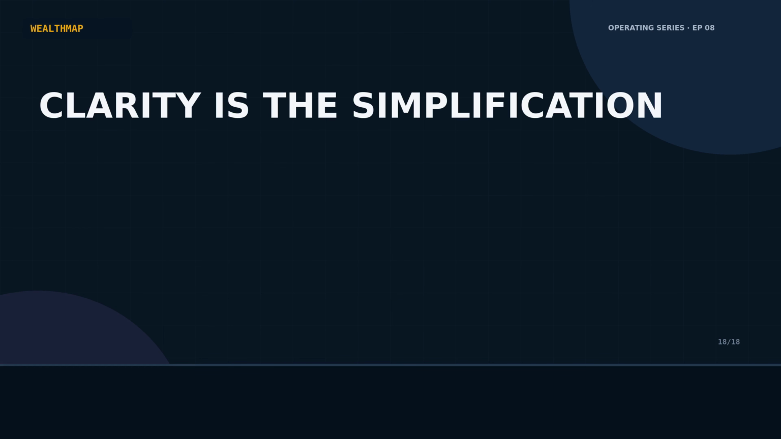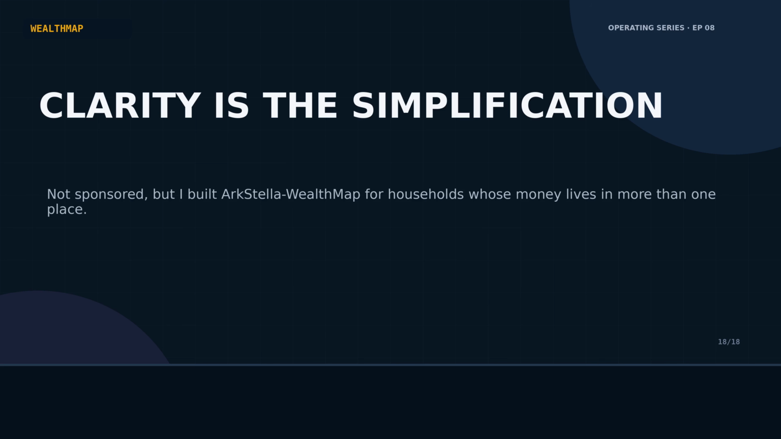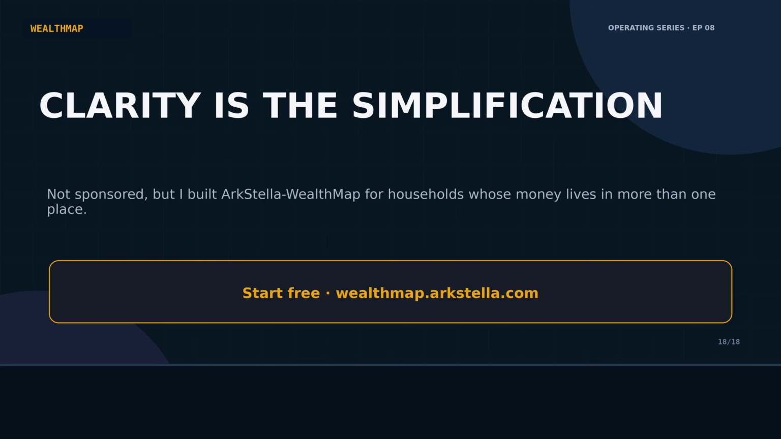16 accounts are not the problem. 16 disconnected explanations are. Simplify the view, preserve the real ownership, and make the next decision from one map. Which part of your financial system creates the most reconciliation work?